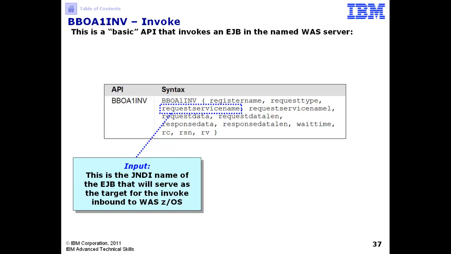This brings up an interesting note. The EJB in WAS does not know it's being called by a batch program over WOLA. It thinks it's being invoked by another EJB using IIOP. And in truth, the final call to the EJB really is IIOP. It's just that the call started out using BBO-A1 Invoke from outside of WAS.